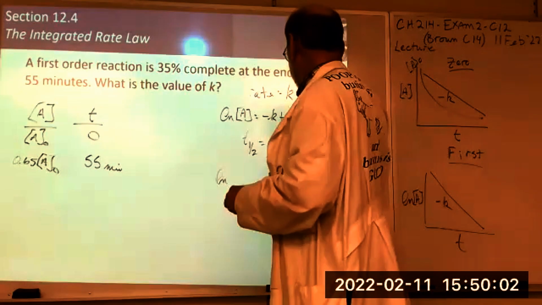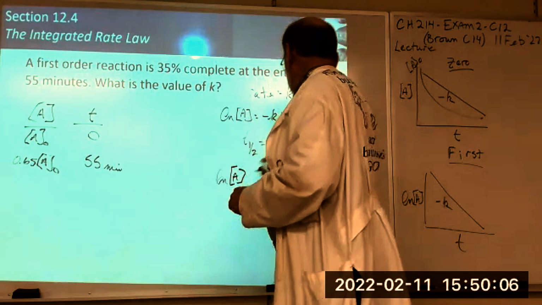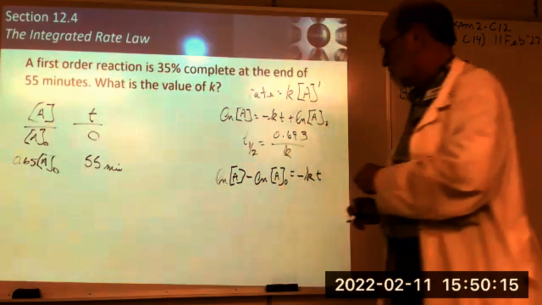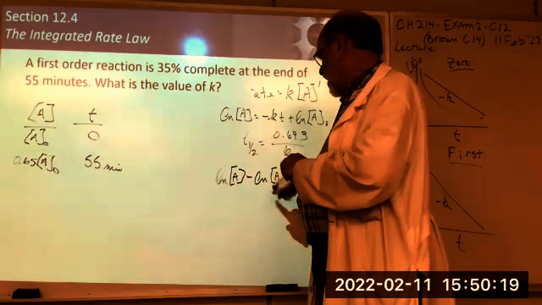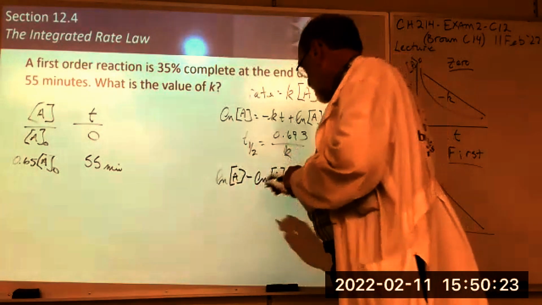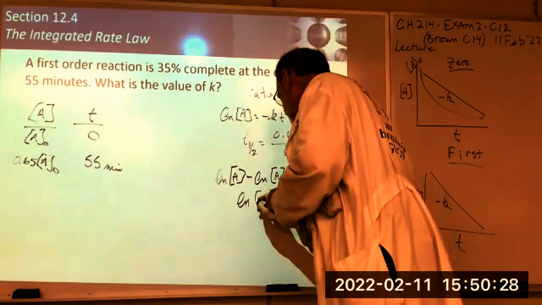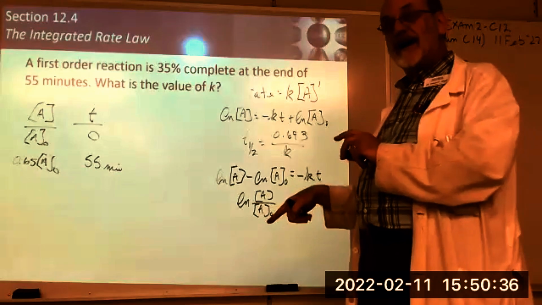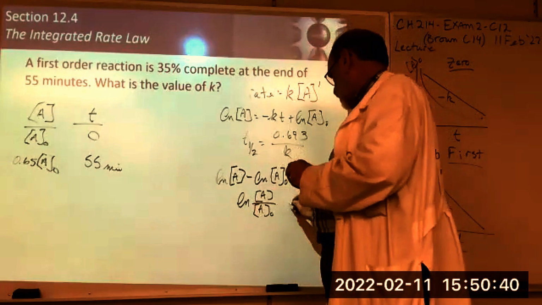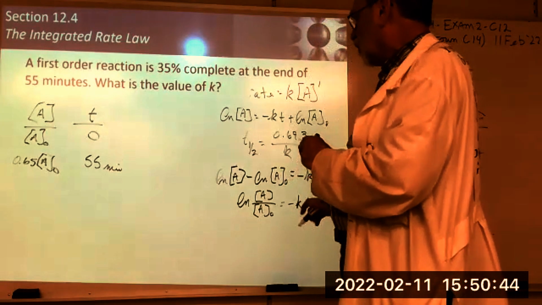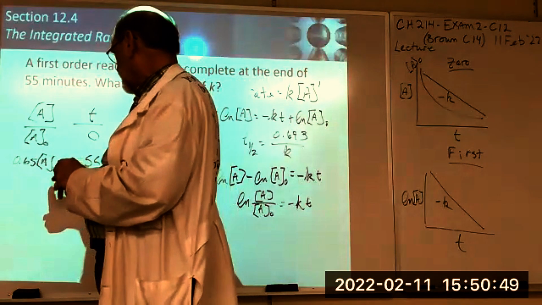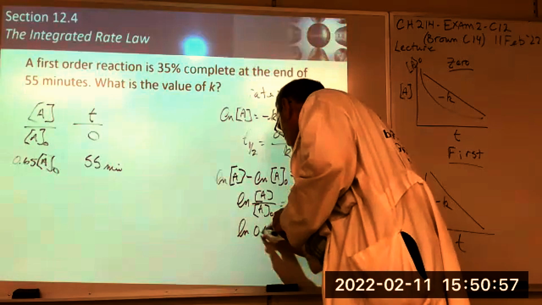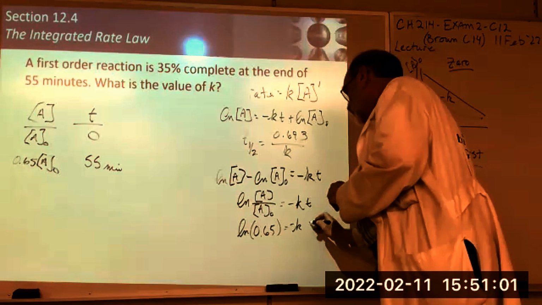I was thinking wrong. Well, if we did this one like that, and then we said this one is negative on this side, then that would be minus KT, right? But when you subtract the log of one from the log of the other, it also means log of A divided by A0. If you combine them, that's a log rule. Minus KT. But we know the ratio of A to A0 after 55 minutes is 0.65. So this is log of 0.65 equals negative K times 55 minutes, right?